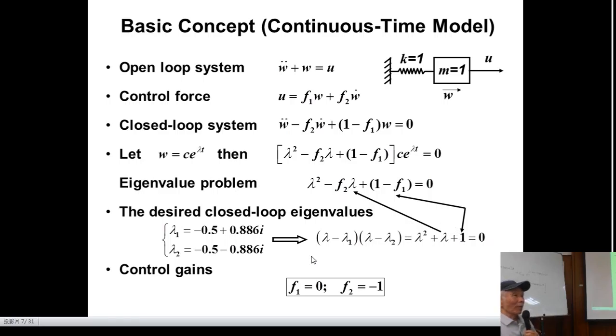This is the simplest way for the pole placement technique. We place the pole, the open loop pole, from plus or minus i to this lambda 1 and lambda 2. When we have this feedback, it allows us to change the open loop eigenvalue to the closed loop eigenvalue, which we call the desired closed loop eigenvalues.